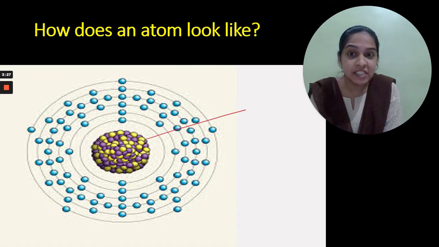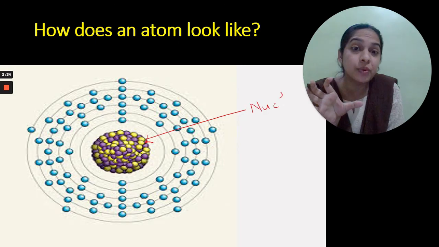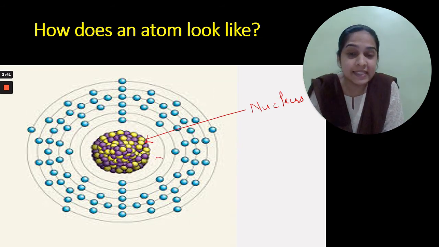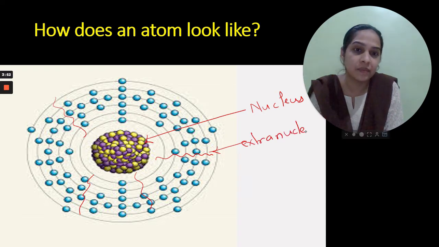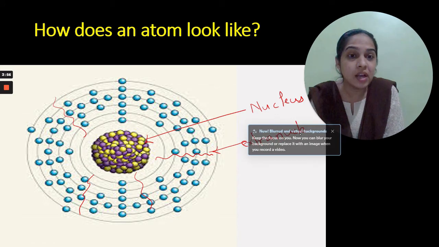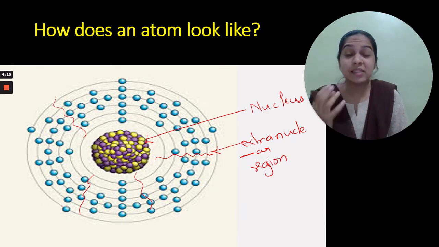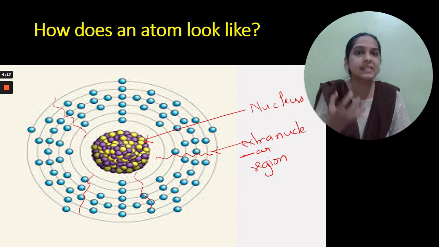The mass at the center, the spherical unit you see at the center, is called nucleus. And the region outside the nucleus, this entire region, is called extranuclear region. So your atom is made up of nucleus and extranuclear region. Now let's see one by one. What is this nucleus? What is this extranuclear region?